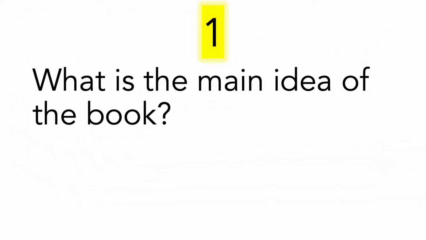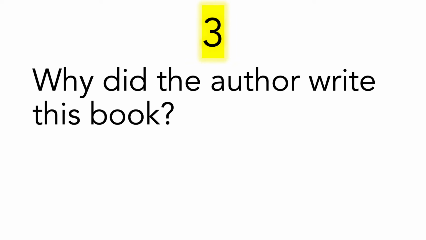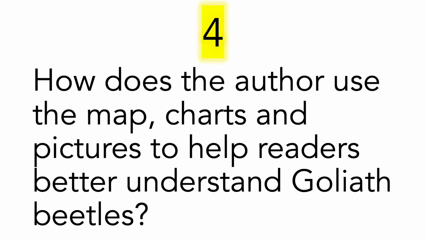What is the main idea of the book? Which statement in the book is an opinion? Why? Why did the author write this book? How does the author use the map, charts, and pictures to help readers better understand Goliath beetles?